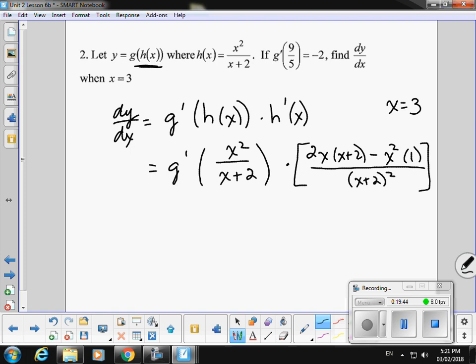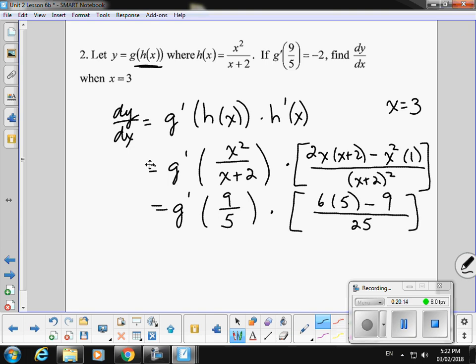Okay. I want to know this thing when x equals 3. So instead of agonizing about the fact that I don't actually know what g does, I'm going to put 3 into this thing. So g prime of 3 squared is 9 over 3 plus 2 is 5 times. Okay, I have 6 times 5, subtract 9 over 5 squared. I'm just substituting in and doing the, oh my goodness, look at that. I want to find the value of g prime of 9/5. Well, they just happen to give me that.